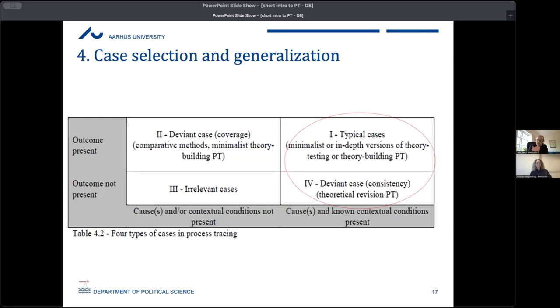Once you understand the typical or positive cases, then things like deviant cases, where some process breaks down, it should have worked but it didn't, can then be really interesting.